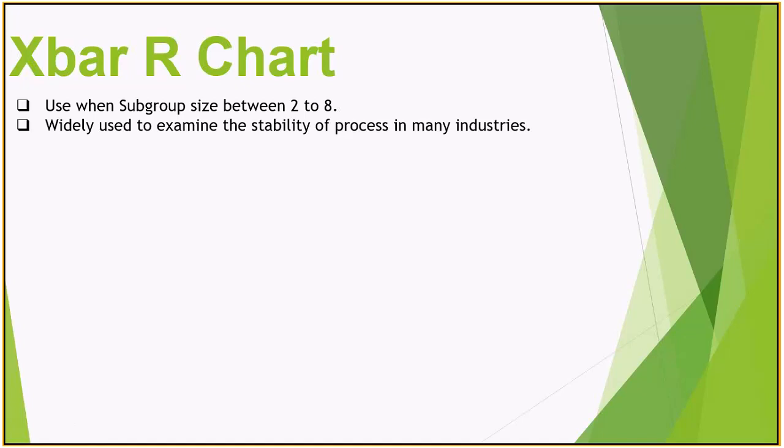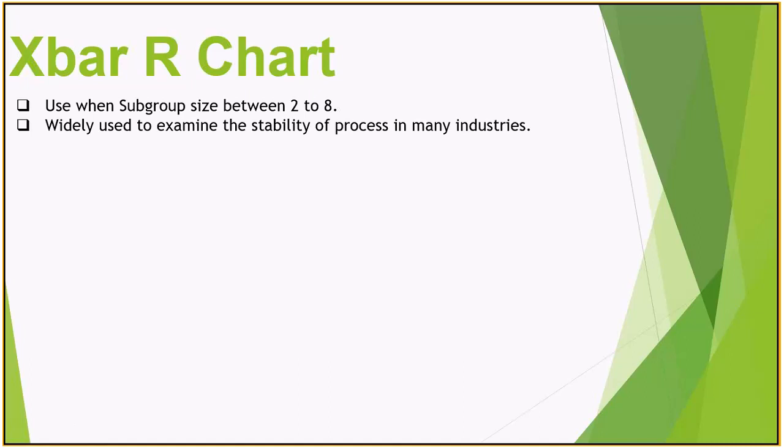Mostly the Xbar R chart is used when you have a subgroup size between 2 and 8. Please note, if you have a subgroup size of more than 8, then you will use the Xbar S chart. If you have a subgroup size of 1, or only individual data points, then you will use the IMR chart. So this chart sits between the individual chart and the Xbar S chart. It's called the Xbar and range chart, widely used to examine the stability of the process in many industries.